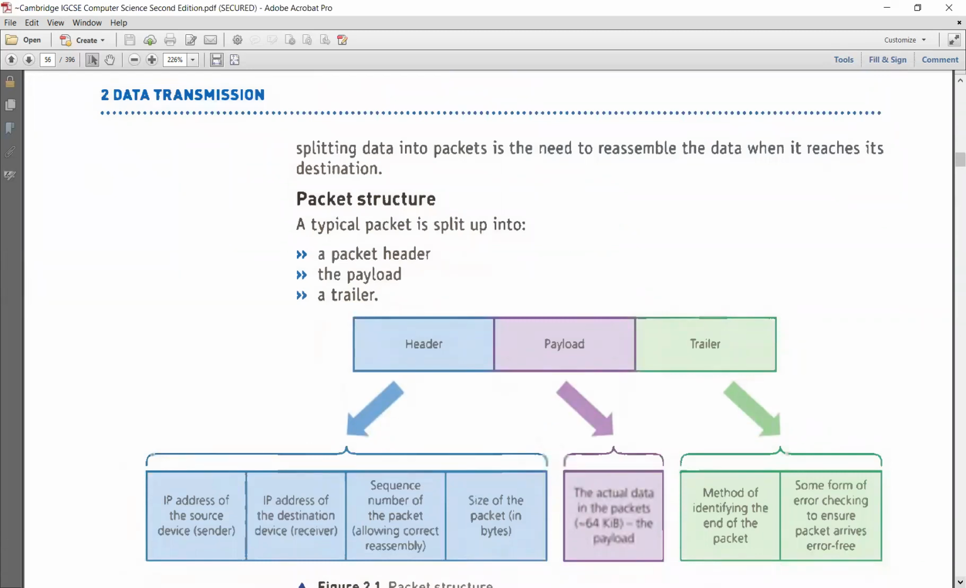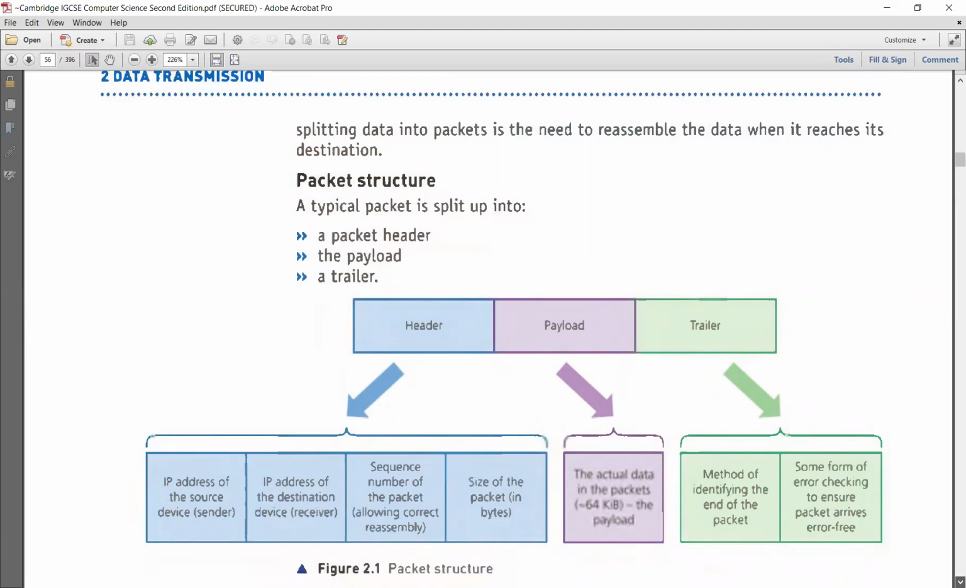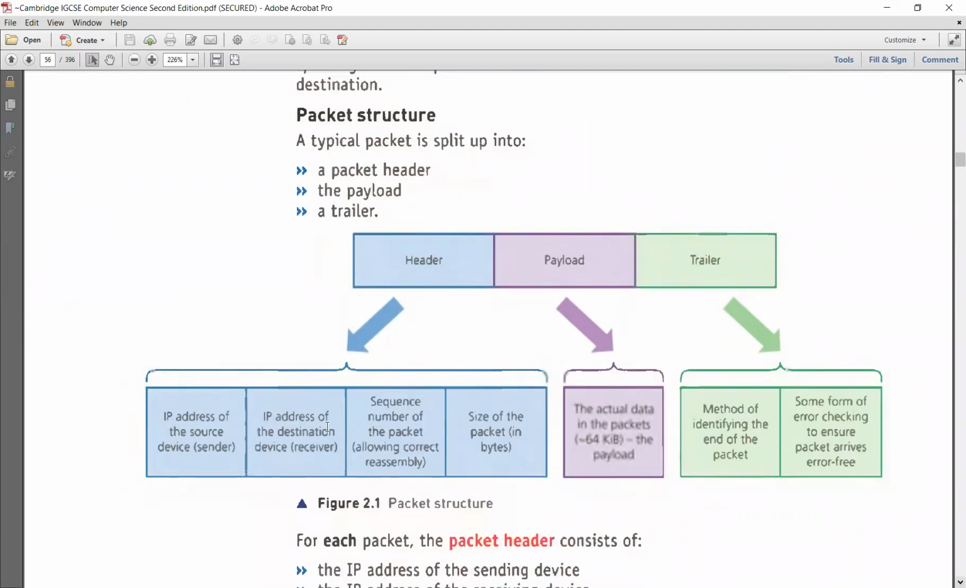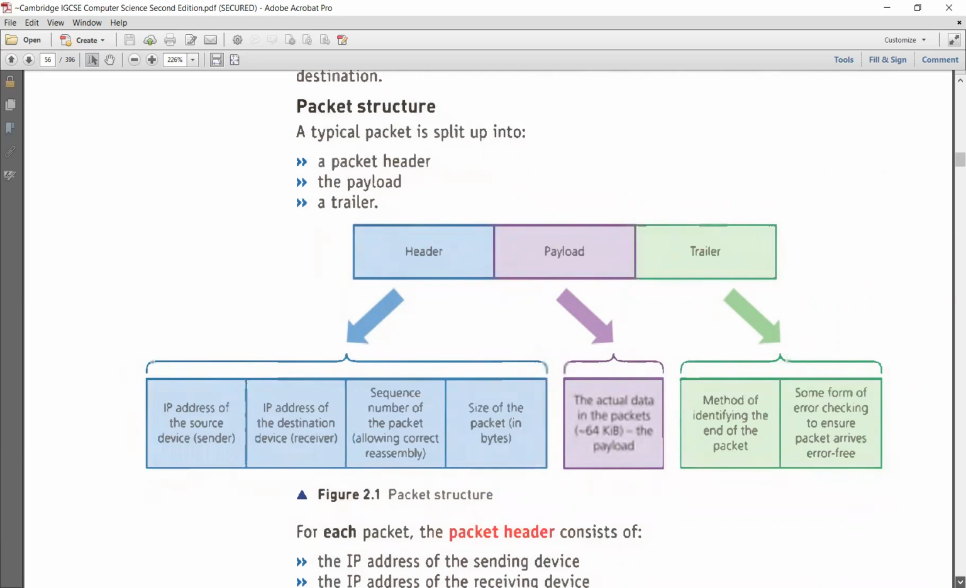The header is further divided into what it contains. The first things are the IP address of the sender, the IP address of the receiver or destination, the sequence number of the packet, because it needs to know the sequence, and then the size of the packet as well, in bytes. Payload is basically the data itself, normally 64 KB, and then you have the trailer that contains the method of identifying the end of the packet and some sort of error detection technique, which is further explained in the subsequent material.